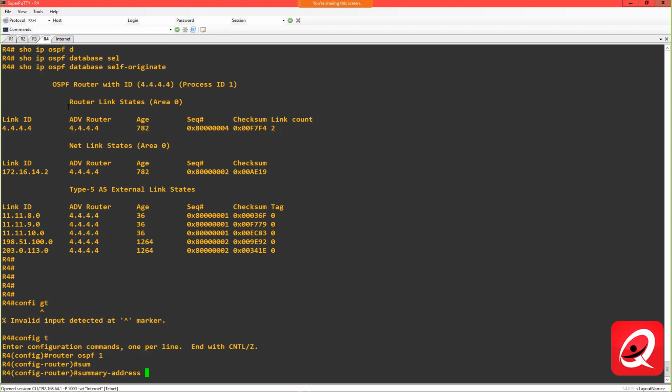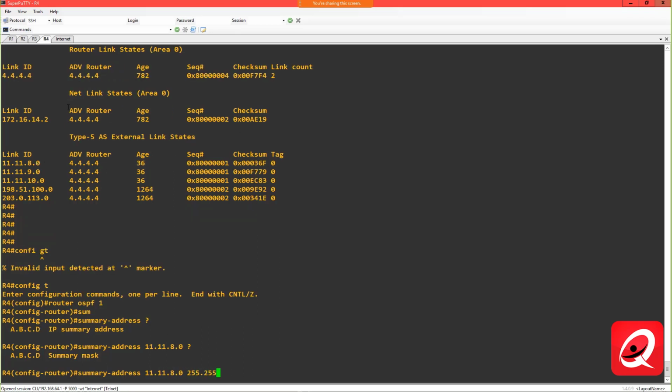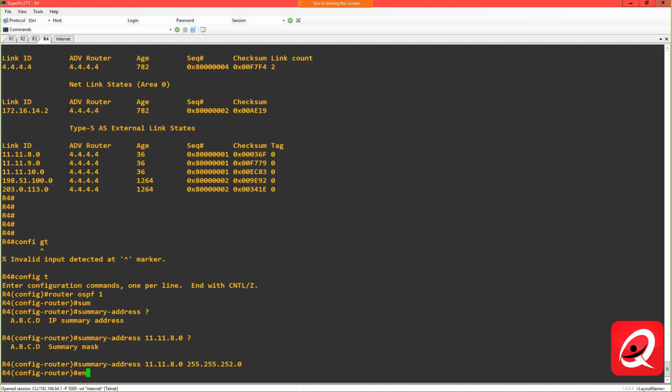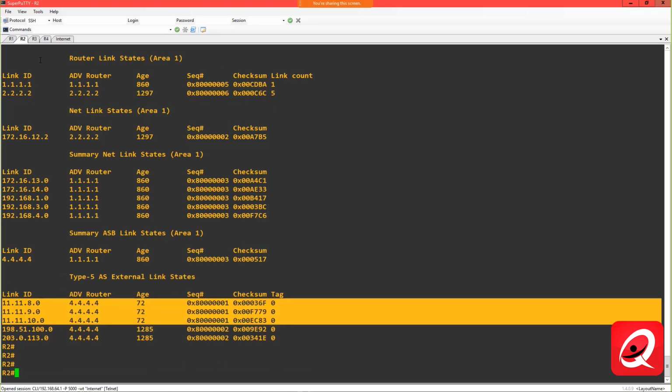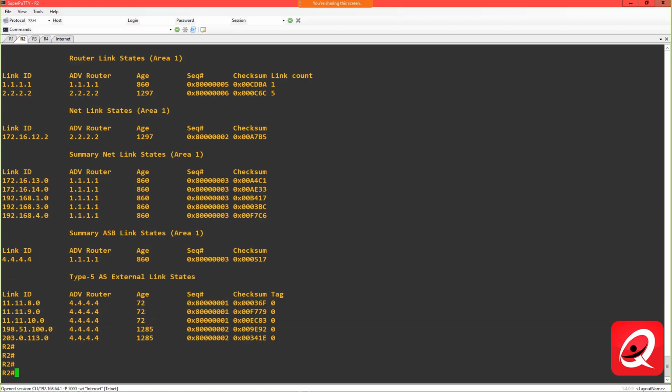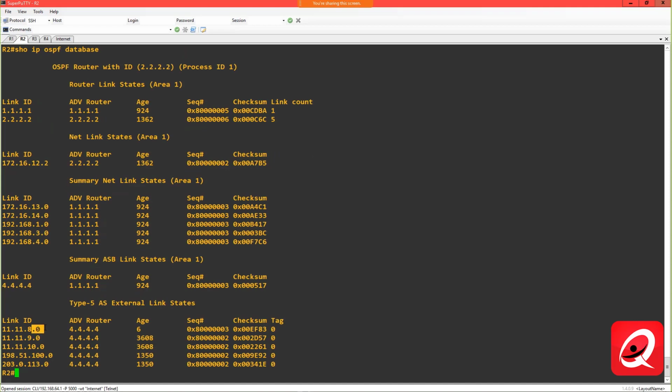In this case, these routes are not coming from an area. They're coming from an external routing domain. So I'm going to do a summary address, and then I just specify the address, 11.11.8.0, put in my subnet mask, 255.255.252.0, and I've created a summary for those external routes. They're still going to come in as type 5s. And they're still going to show up as type 5s in the other routers. The only difference here is we're going to get the summary here.